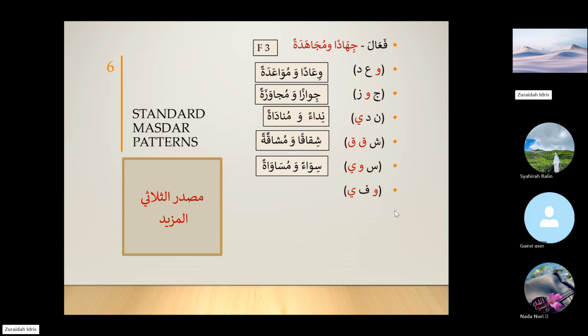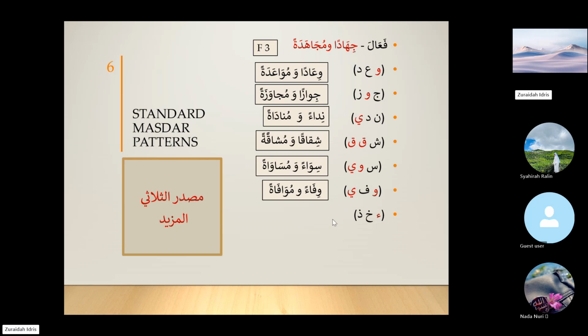Okay, now wow, fa, ya. Sister Raleigh, would you like to try this? Okay. Mifa'an. Oh, mifa'an. Okay. Good. All right. And then wa. This is a bit tricky. Muwafatan. All right. Yeah, wifa'an wa muwafatan. Good.